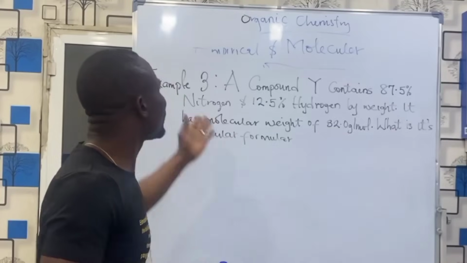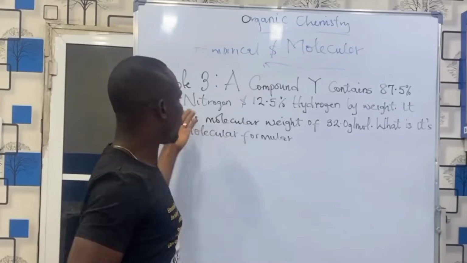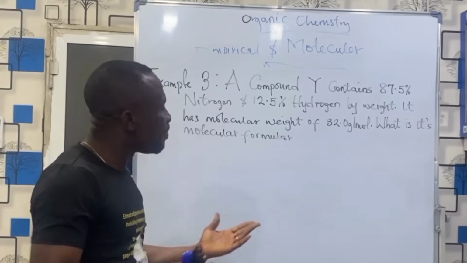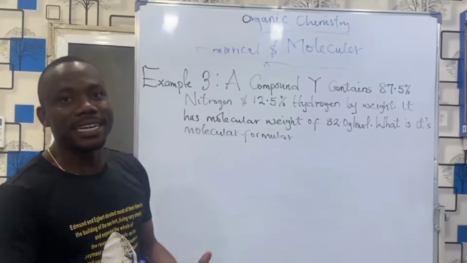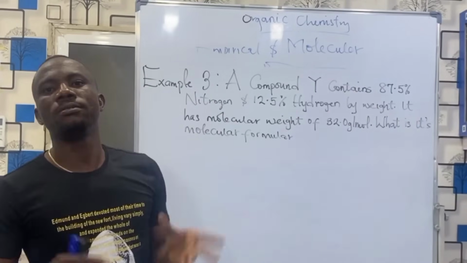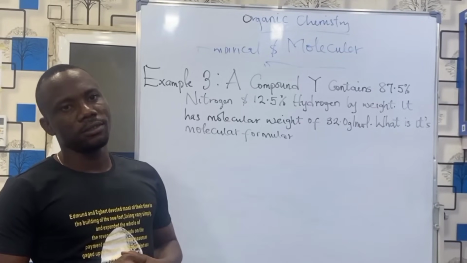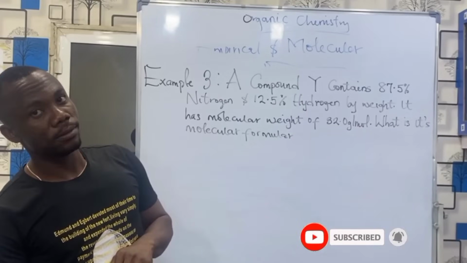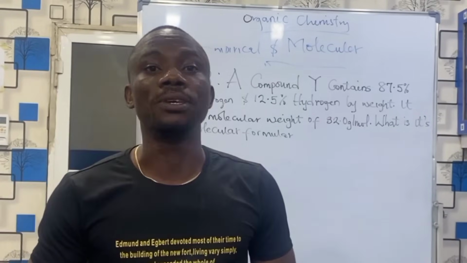In this case, it's not just a compound, but say compound Y undergoes that process. Now, looking at them, they are already in percentage. Putting these 2 percentages together already gives us 100, so there is no need to bring in oxygen. What it means is that this compound did not undergo combustion, so that makes it not organic.